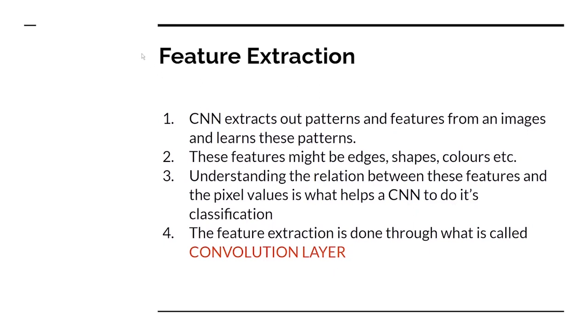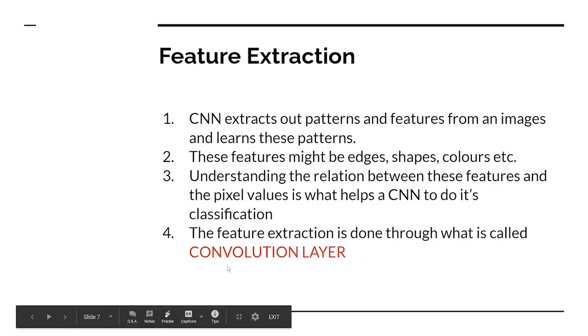Next, we are done with the input layer. We then go into the feature extraction layer. This is the layer which finds patterns from the image based on the pixel values, learns from these patterns, and then does the classification. The features extracted could be edges, complex shapes, colors, etc. The CNN finds the relationship between the features and the pixel values, and then does the classification. The feature extraction is done through the layer known as the convolution layer.